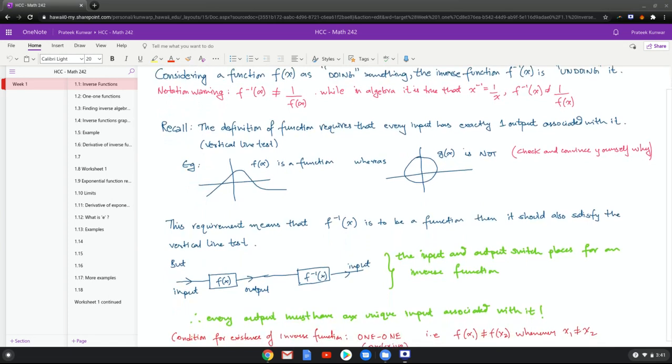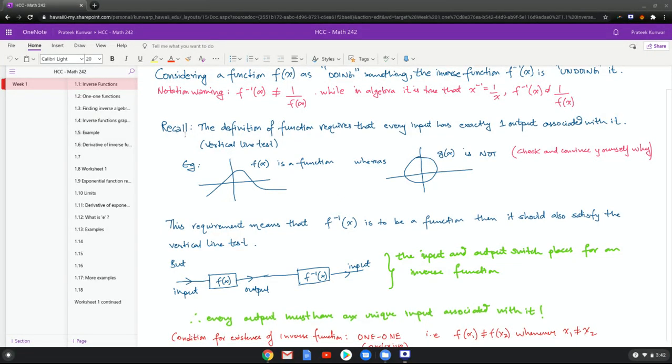Now, recall a convenient way of thinking about a function is to think of it as doing something, which means that the inverse can be thought of as undoing something, right? So, a warning for the notation. Unfortunately, we use the notation f inverse with the negative one in the exponent, which in algebra means taking a reciprocal, but that is not the case for functions. It is not equal to 1 over f of x. So just be mindful of that. It's an algebra notation. In algebra, it's true, but for functions, that's not what it means.